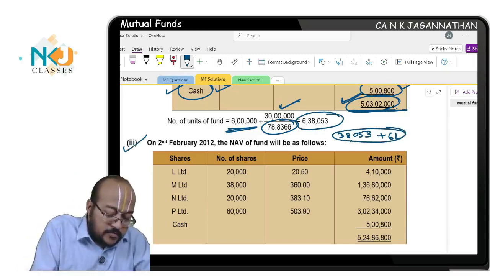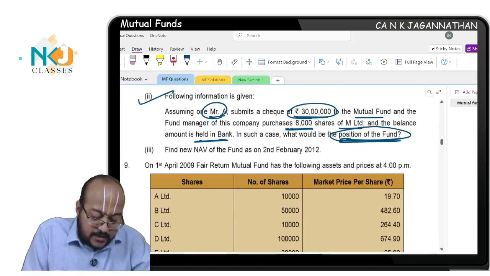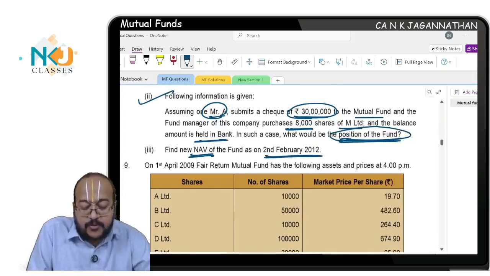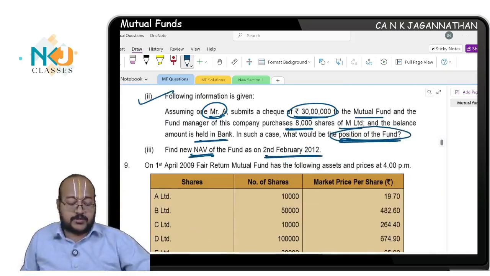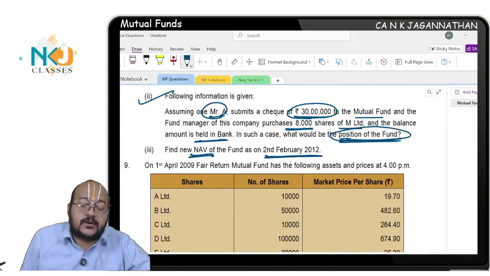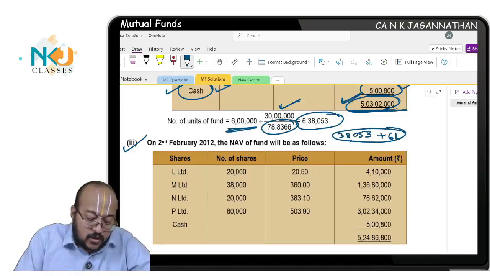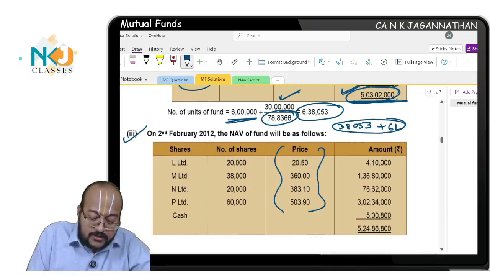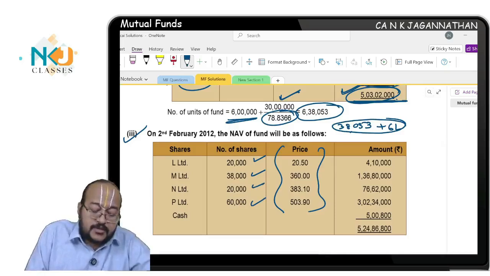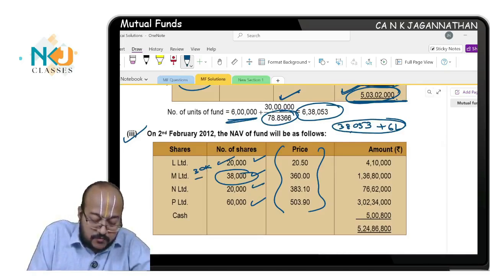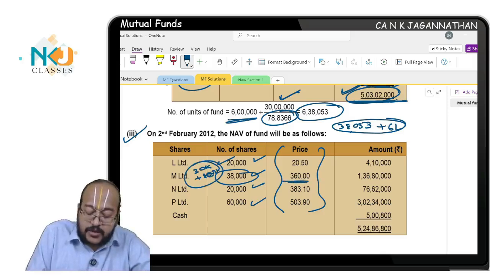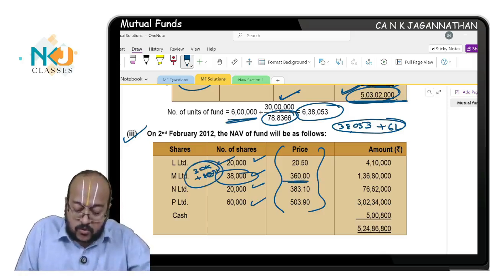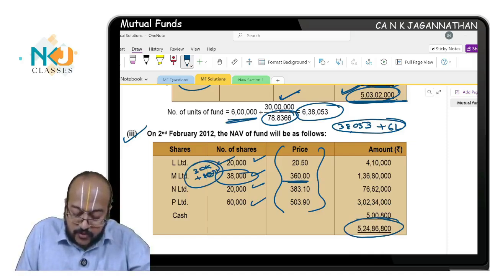Are you all understanding? Next, part 3, what they are asking, find the NAV of the fund as on 2nd February 2012. What is the revised NAV? See, very simple. On 2nd February, they have given the new market price data na, that you will consider, and existing shares you will take 20,000, 38,000. Here 38,000, 30,000 plus 8,000 which you received. Are you all understanding? This 38,000 into 360. Like this, revised market price are given. Total market value comes to 5,24,86,800.